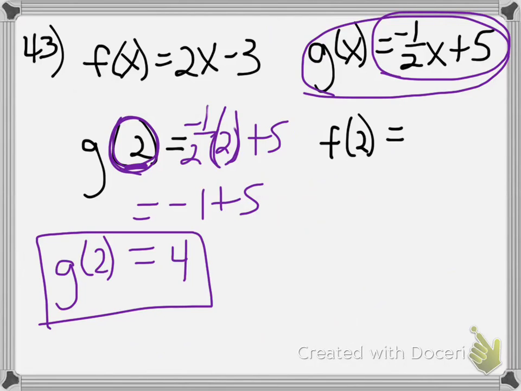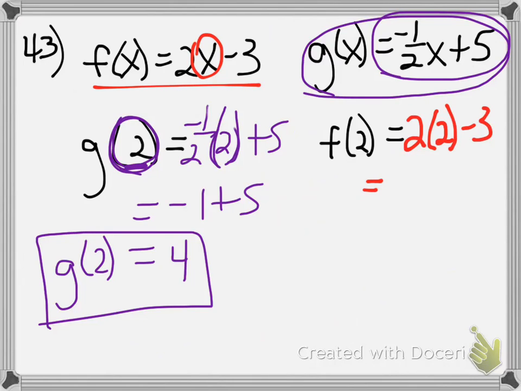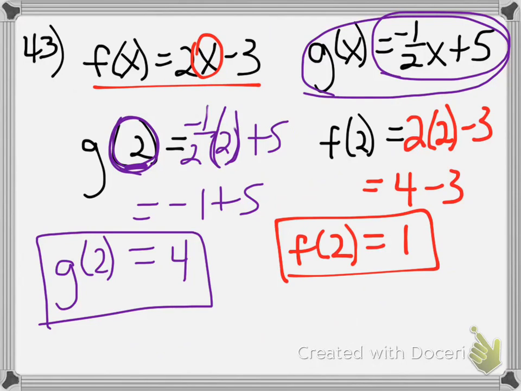To find f of 2, I'm going to use the f equation. And instead of using x, I'm going to use 2. So I'm going to have 2 times 2 minus 3. So that is 4 minus 3. So f of 2 equals 1. So anytime you see this type of problem, you're just plugging in the number. Plug in the 2, plug in the 2.